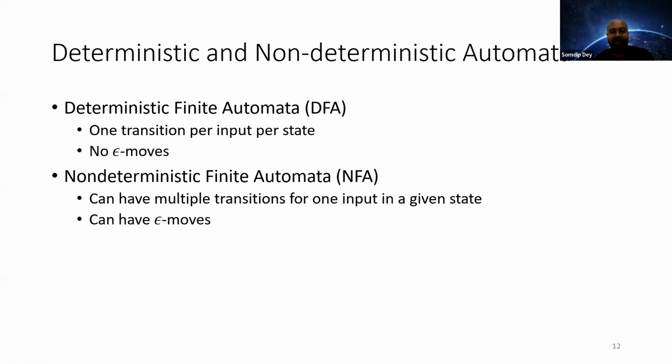Now, let's look at the differences between deterministic finite automata and non-deterministic finite automata. For the sake of not saying a lot of words, we will refer to them as DFA and NFA. One important difference is that in a DFA, you have one transition per input per state, whereas for an NFA, you can have multiple transitions for one input in a given state. What do I mean by that?